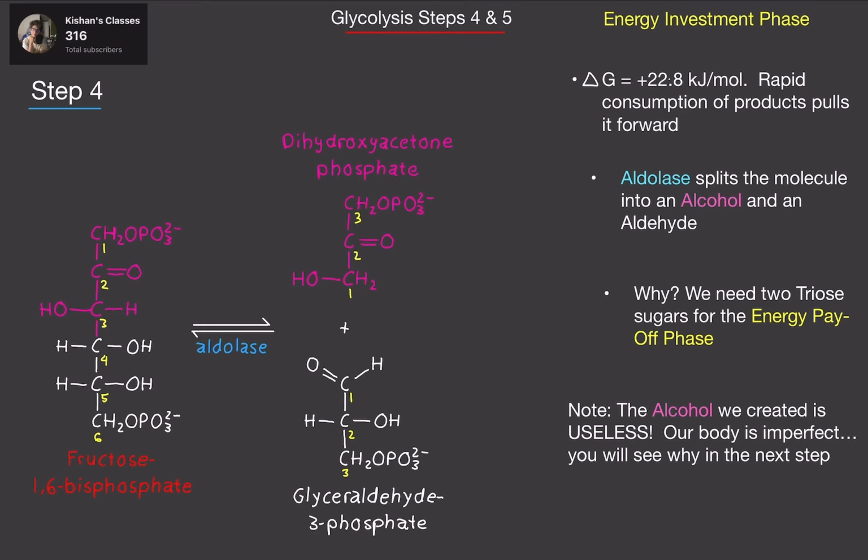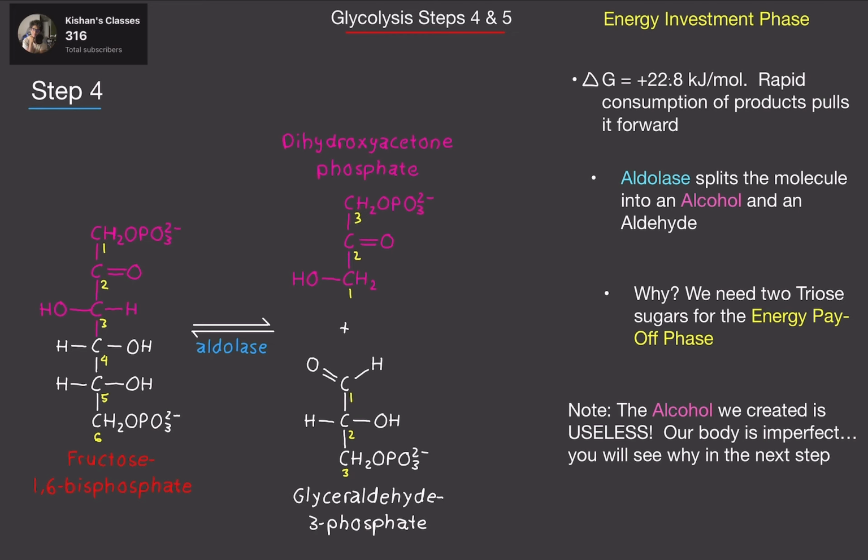Now I want you to note the alcohol that we just created in this reaction is useless. And I'll tell you why in a second. Now the glyceraldehyde we created, the glyceraldehyde 3-phosphate, it's safe. This is the molecule that we actually want. It's safe. We're not going to touch it again until step 6.